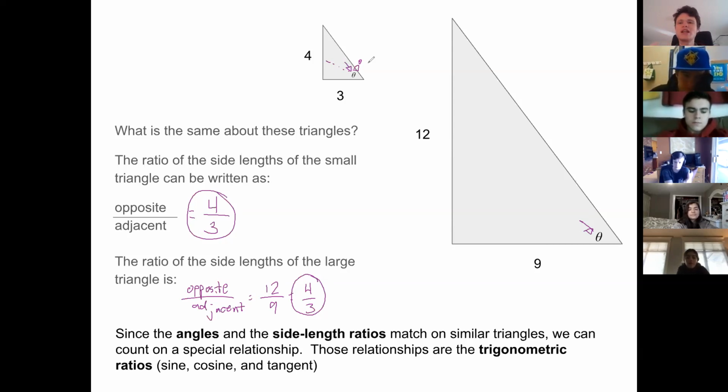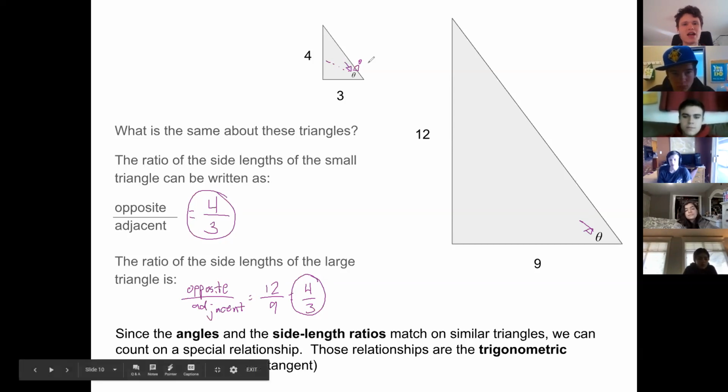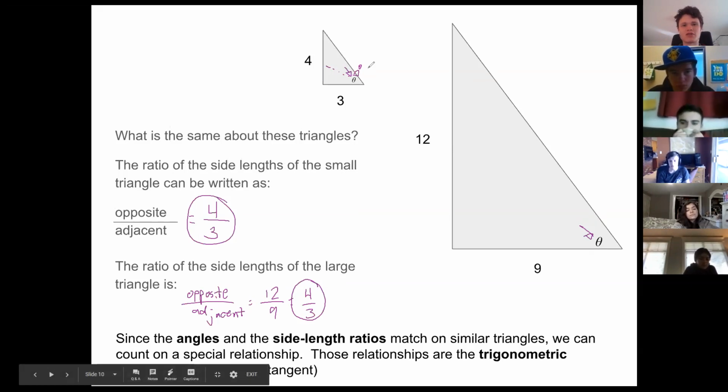Okay, so we're beginning to see that there's some consistency. There's some really, really nice consistency with right triangles. They're very predictable and they follow a certain pattern. And this means that we can rely on these trigonometric ratios. All right.